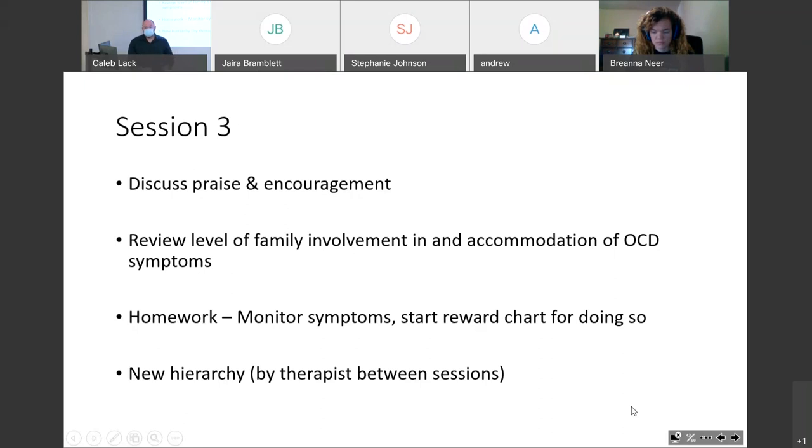And now that I've got a couple more weeks' worth of data on the family accommodation involved, let's talk about that. Here are the different things that you tell me you're doing that are helping to maintain your child's OCD symptoms. Here's what those look like. Here's what you're doing. Here's how that's happening.